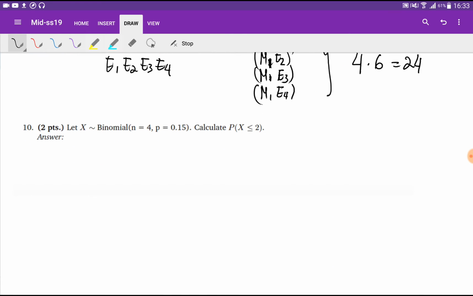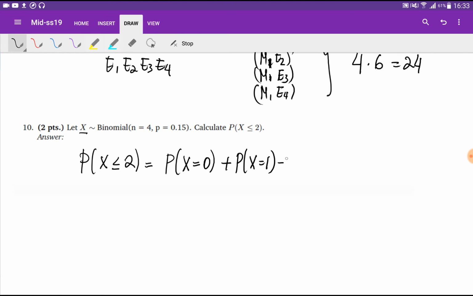In problem number 10, we're given a random variable with a binomial distribution. We need to evaluate the probability that this random variable takes values less than or equal to 2. This is equal to the sum of the probabilities when x takes 0, or 1, or 2.